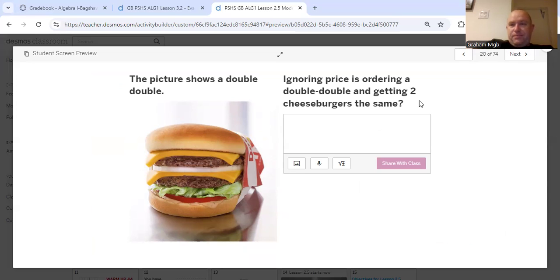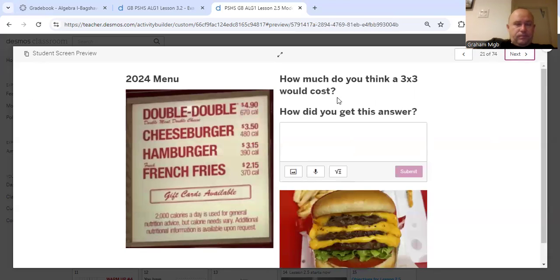So ignoring price, is ordering a double the same as getting 2 cheeseburgers? No, it's not, because if you order 2 cheeseburgers, you would have 2 buns. So this one only has 1 bun, so they're not exactly the same thing. They have the same amount of meat and cheese, but they're not exactly the same.